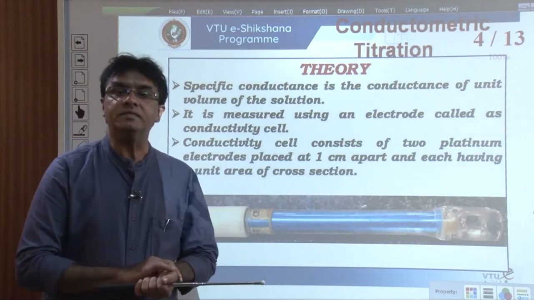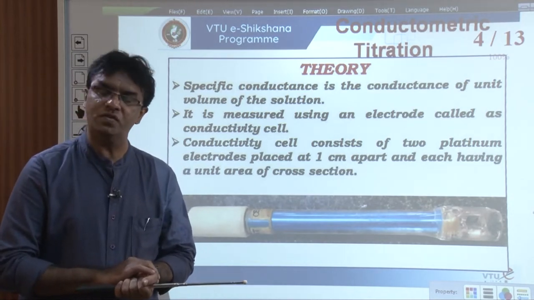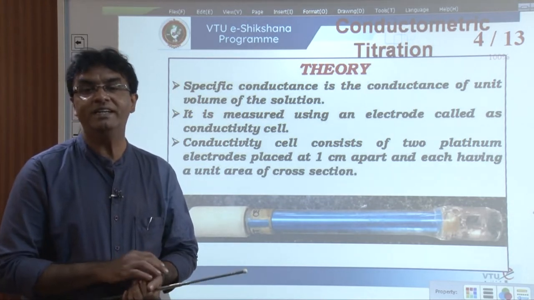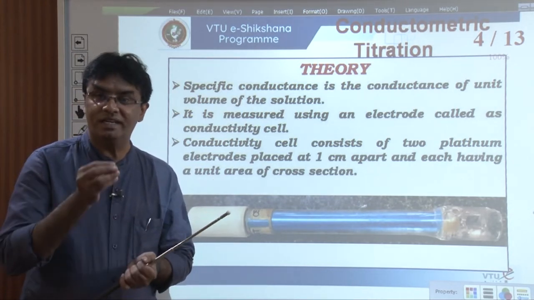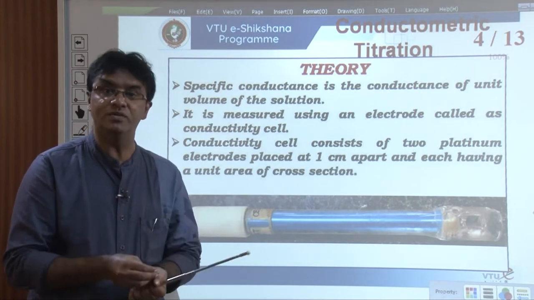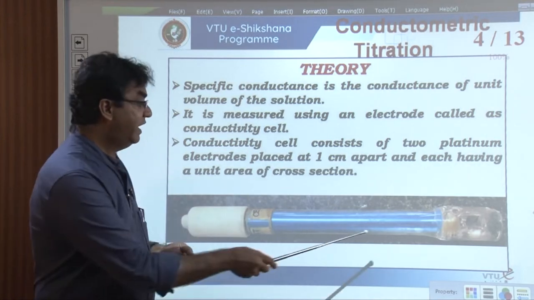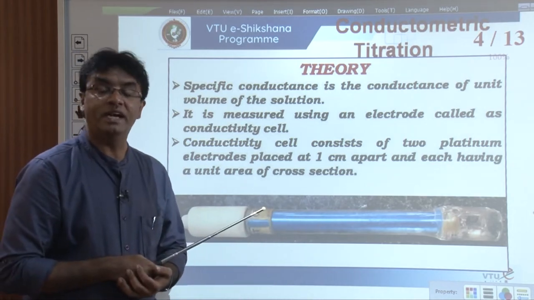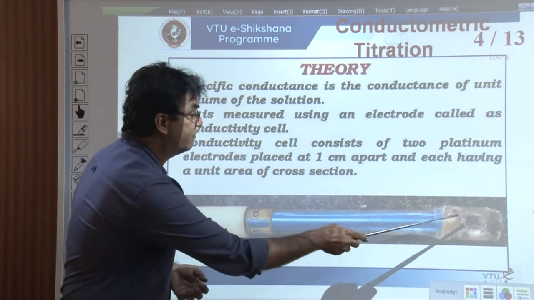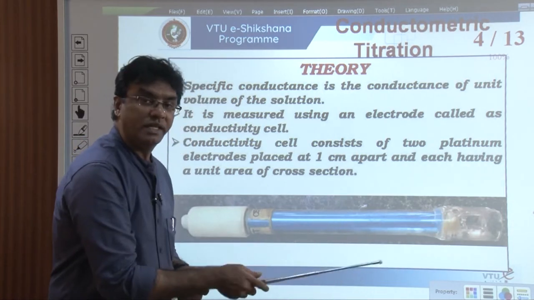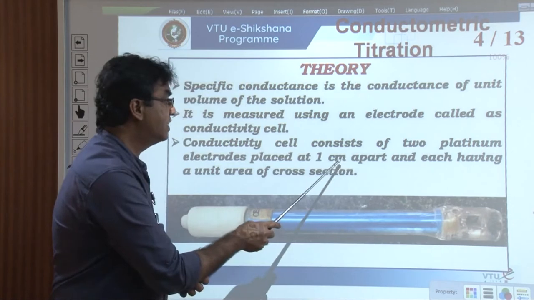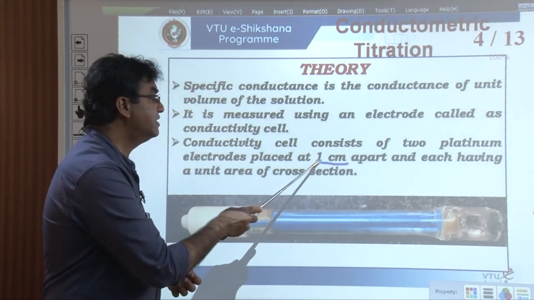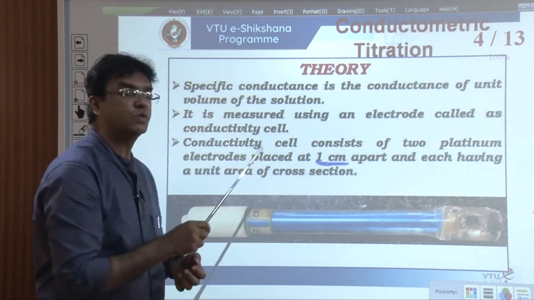And the specific conductance, as all of us know, is nothing but the conductance of unit volume of the solution. In order to measure the specific conductance of any electrolytic solution, we take the help of an instrument called a conductivity cell. The conductivity cell consists of two platinum electrodes. The surface area of each platinum electrode is 1 centimeter square, and the distance between those two electrodes is 1 centimeter.